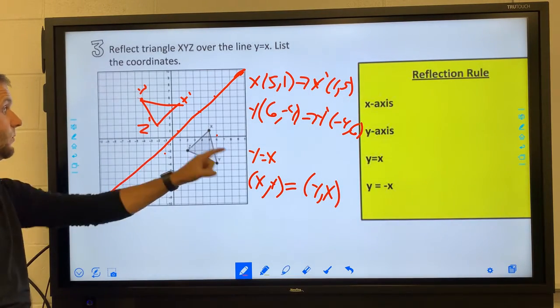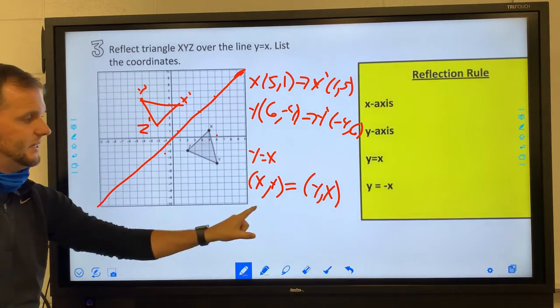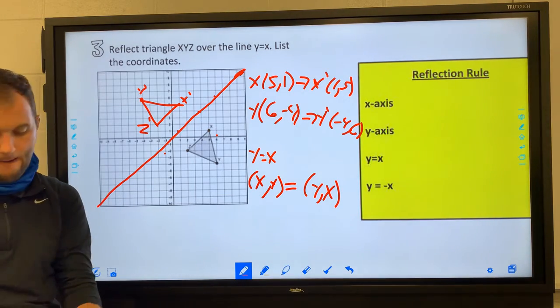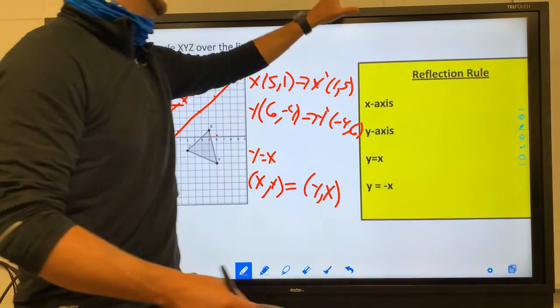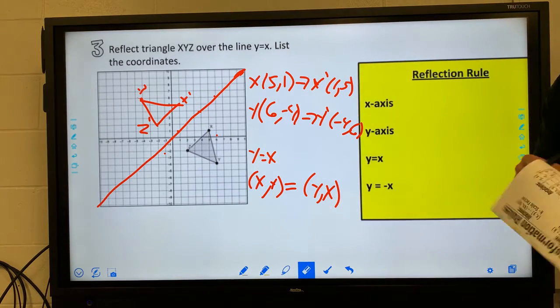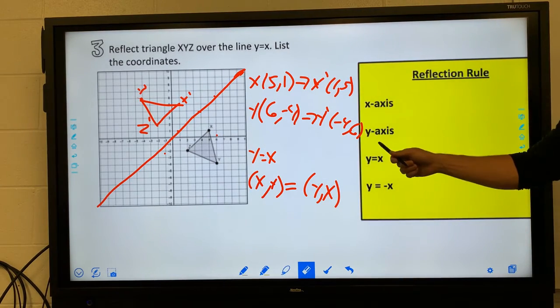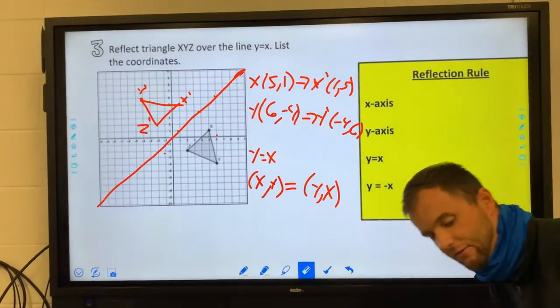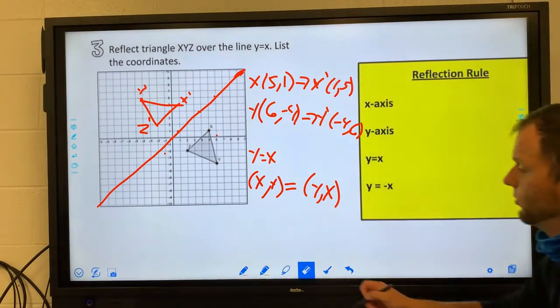So literally, if you wanted to count it out, you could, or you could just send it through the translation rule, and it's going to help you out here, okay? But by rule, over here, you're going to get your reflection rules. So if you're given over the x-axis, you can use the rule. If you're given over the y-axis, you can use the rule. Same thing with y equals x and y equals negative x. And here are the rules for you.